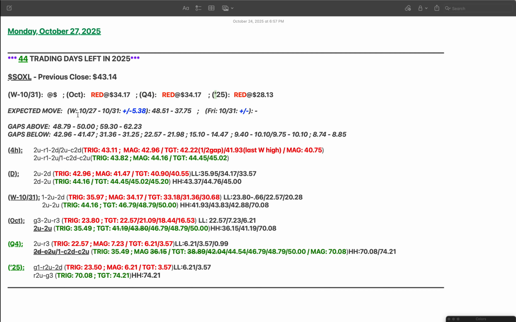But then getting back to the expected move, we know that for 10/27 through 10/31, which is this coming up week, we have an expected move of $5.38. So if we add 5.38 to 43.14, we get 48.51. Subtract 5.38 from 43.14, we get 37.75, giving us a range of we should see price between 48.51 and 37.75.